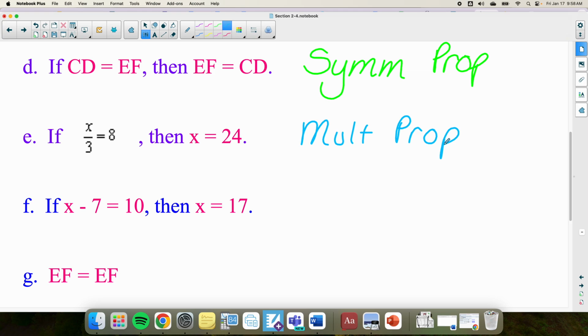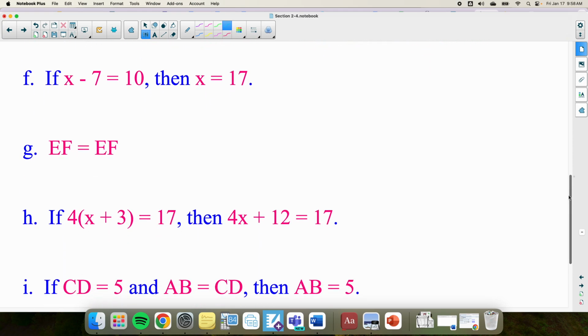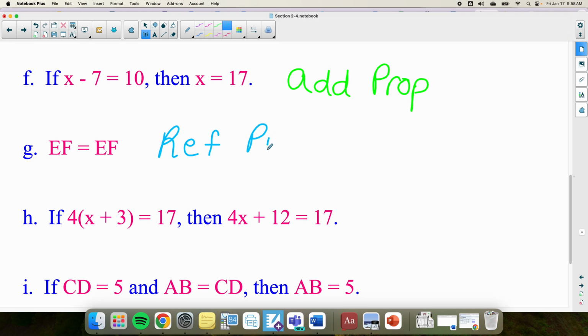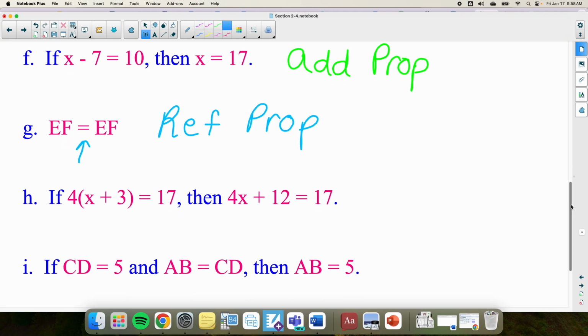Okay. Now let's look at F. What did they do? Added. They added 7 to both sides, and that would be addition prop. Okay. Then EF equals EF. Reflexive. Yes. So when something equals itself and there's only one equal sign, that's reflexive.